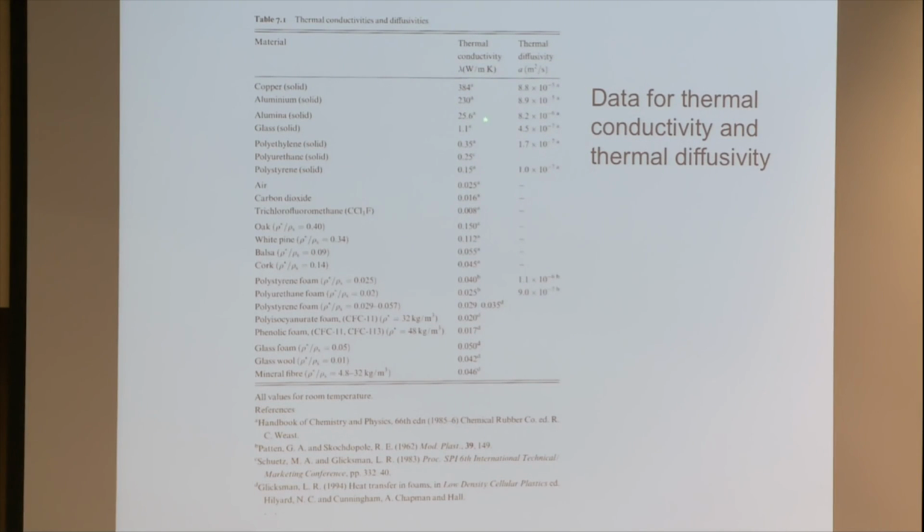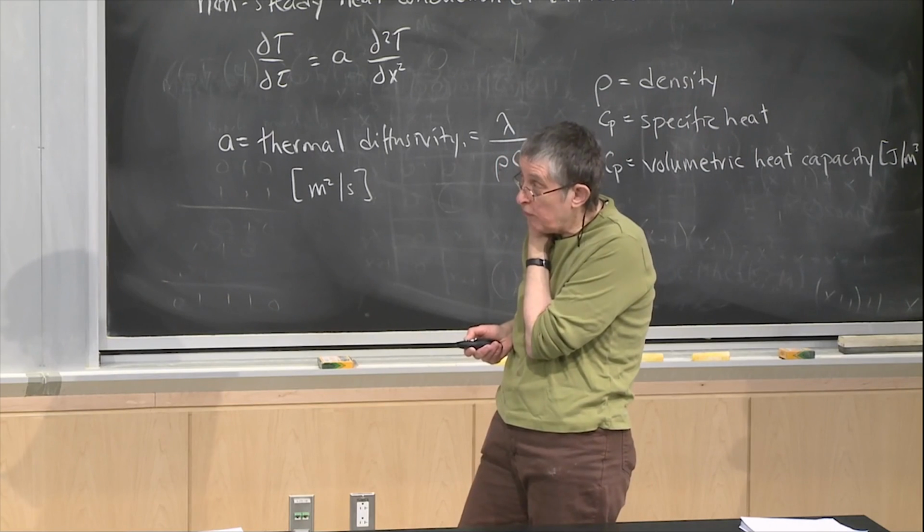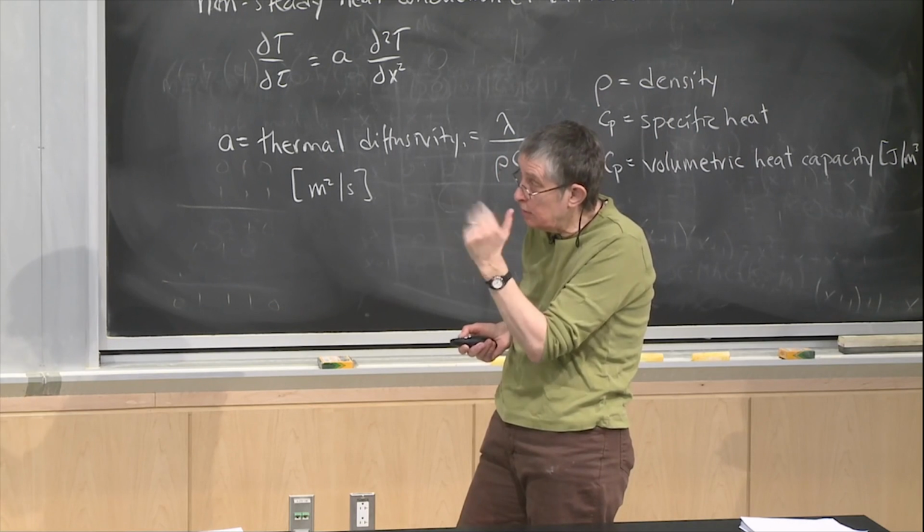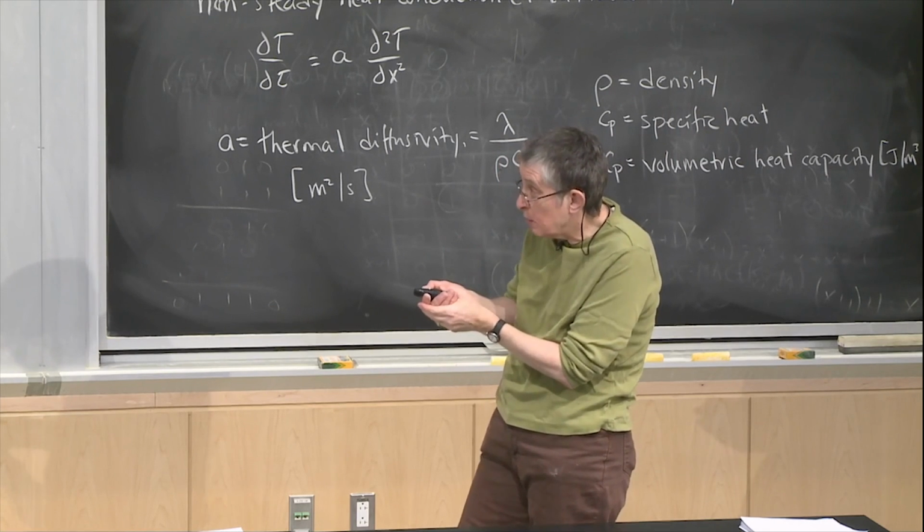Here's a couple of ceramics. They're about a factor of 10 less than the metals. Here's the polymers, another factor of 10 less than that. And here's some gases. Air is about 0.025. Carbon dioxide is a little less than that. Trichlorofluoromethane, which used to be used as a gas in foams because it's got such low thermal conductivity, is 0.008. But it's no longer used because it's a chlorocarbon. Anyway, it decreases our ozone layer, so they don't use that anymore.